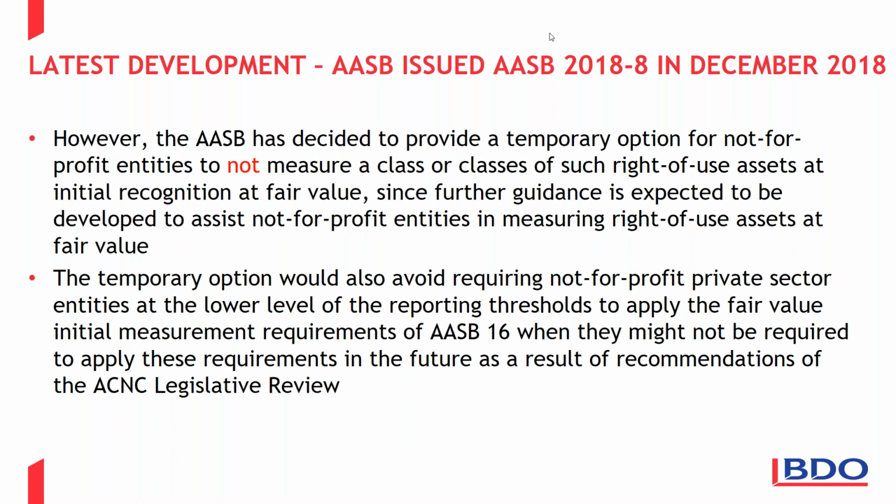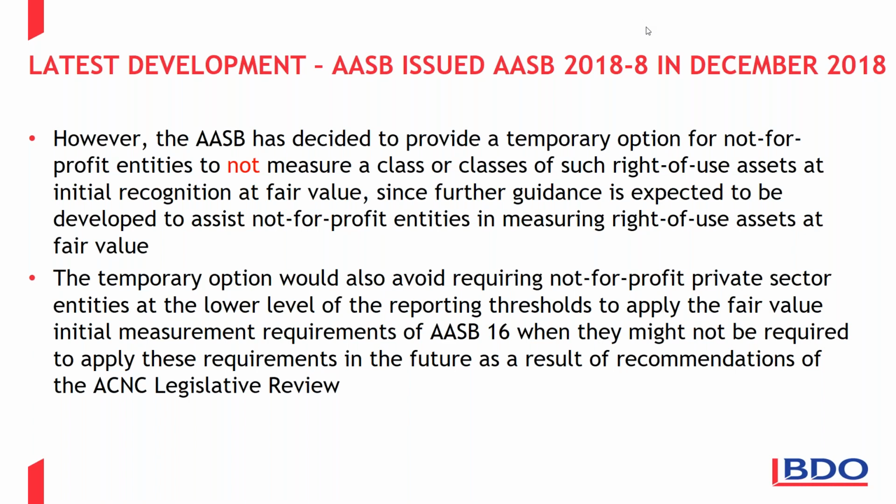This temporary option would also avoid the requirement that some not-for-profit private sector entities at the lower levels of the reporting thresholds would have to apply this model, which might otherwise not have to apply it while the ACNT legislative review is underway. Now, how long will this temporary deferral option remain? Well, it'll remain in place until such time as guidance has been developed. And how will entities apply the deferral option in their 2019 financial statements?